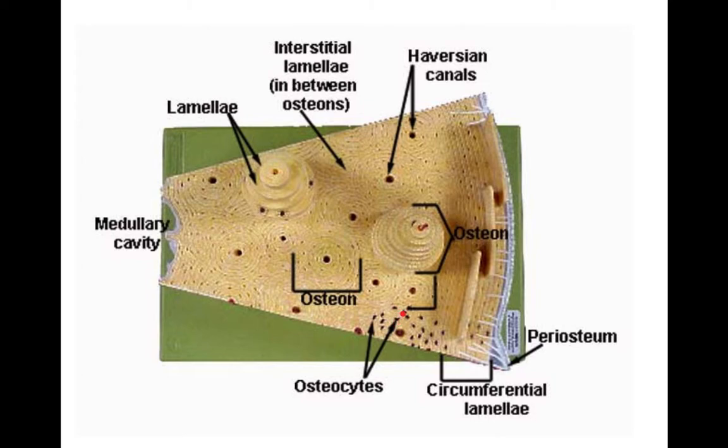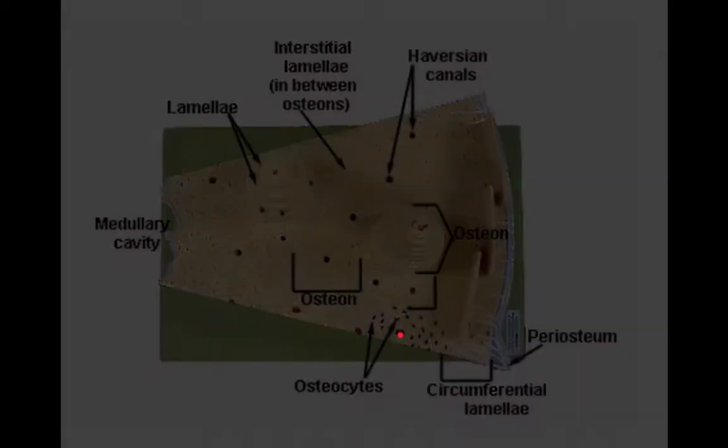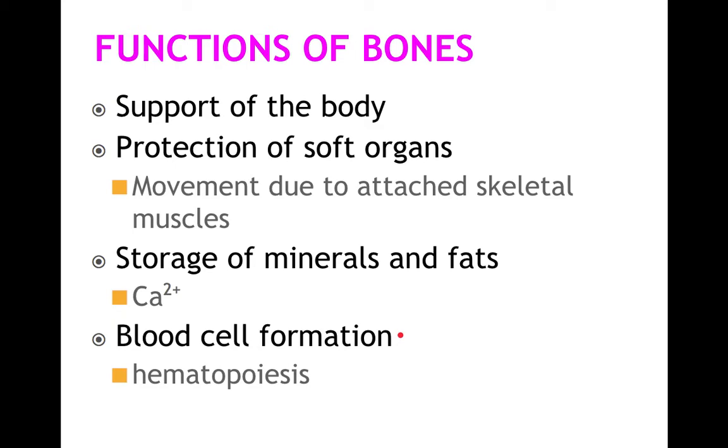osteocytes. And then remember that at the center of every osteon, you're going to have a haversian canal that will bring blood and nerve instructions. Okay, so remember that the functions of bones were they support the body, they protect soft organs and allow for movement, they store minerals and fats like calcium, and they form blood cells.